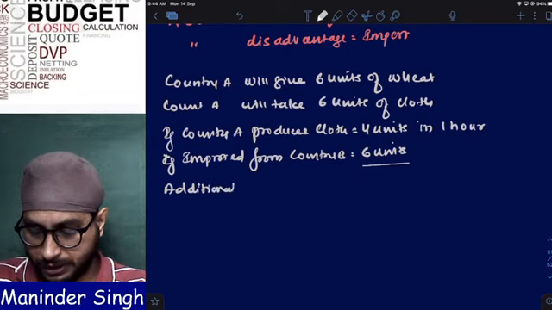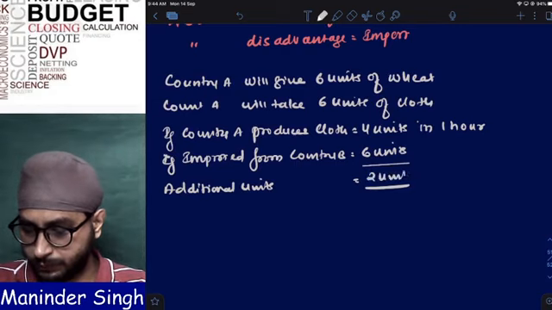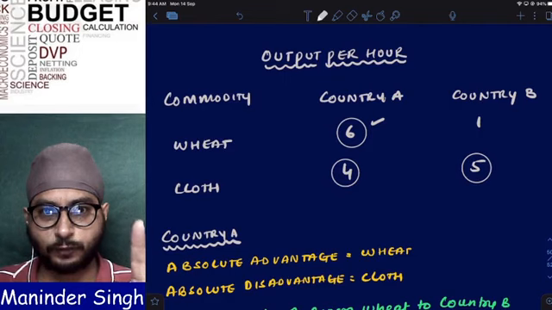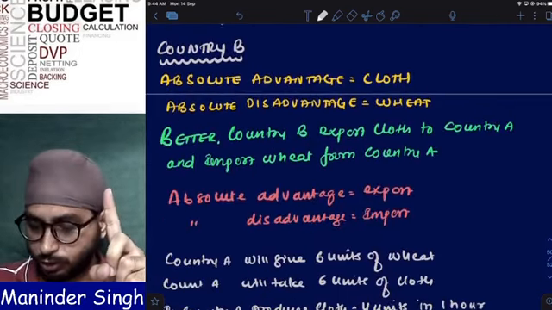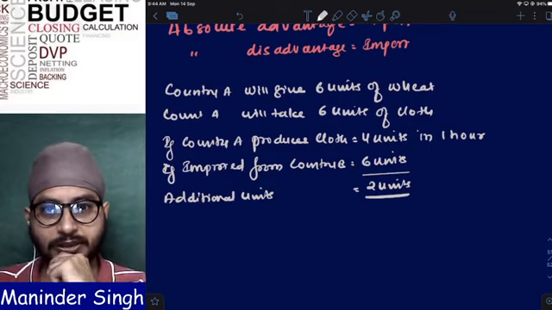How many additional units am I getting from country B? 2 units, right? Now tell me, to manufacture 4 units, it is taking 1 hour. So to manufacture 2 units, how many minutes will it take? 30 minutes, correct or not?